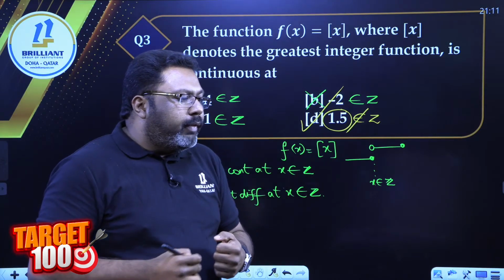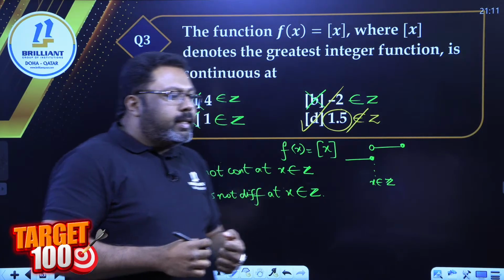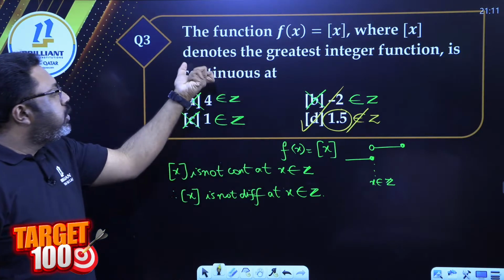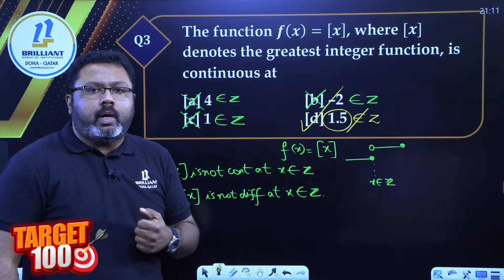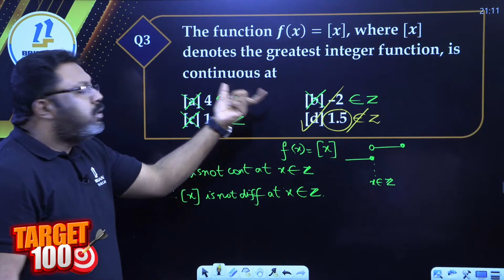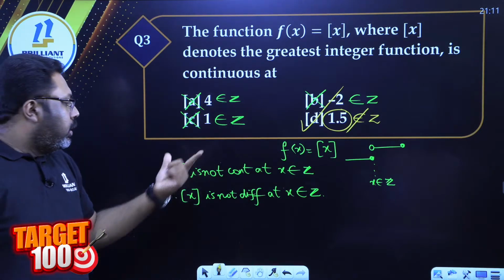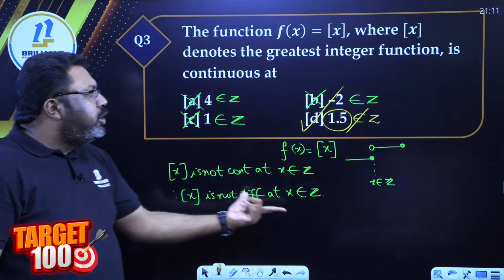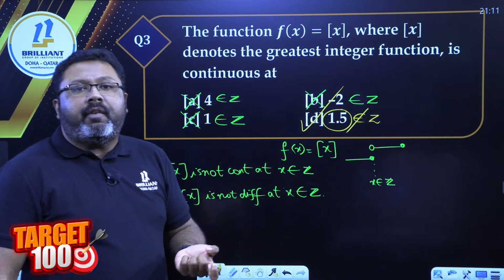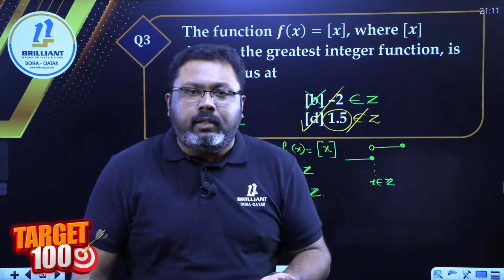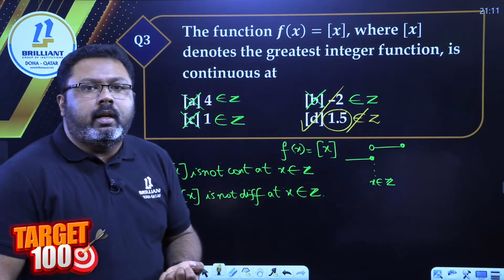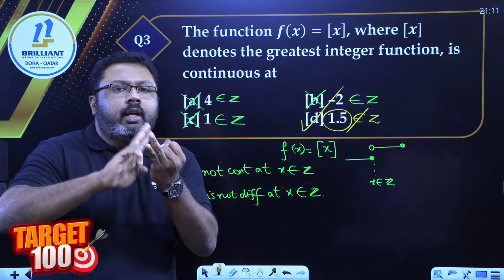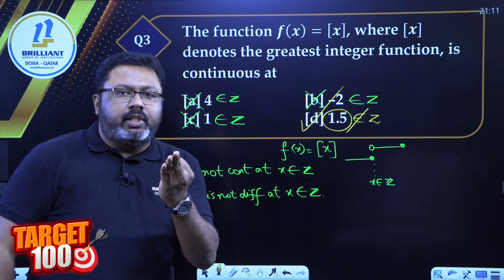Right answer, everybody. Very good. 1.5 is not an integer, so it's going to be continuous at 1.5. So please, very important to know it. Greatest integer functions are continuous and differentiable if the value of x is not an integer. Please keep in mind. Okay, so we have learned now 3 functions: modulus, exponential, greatest integer.